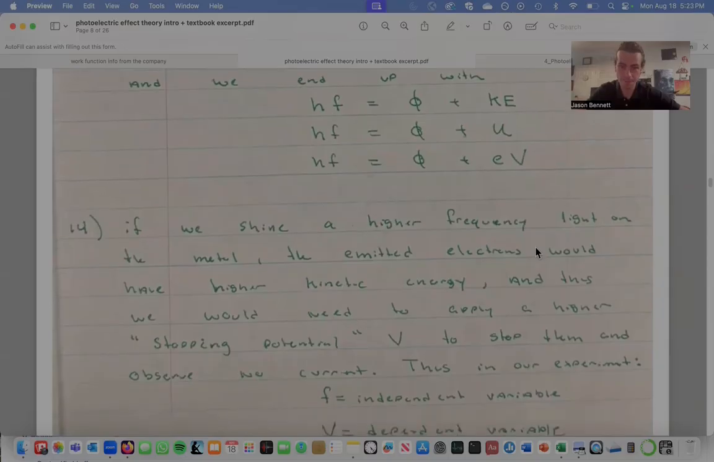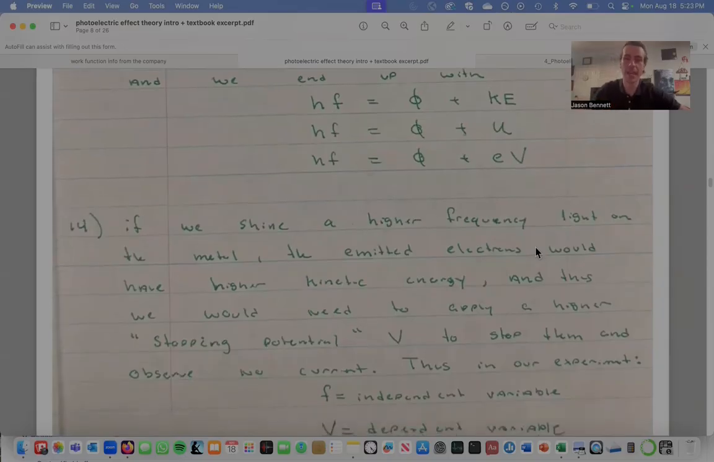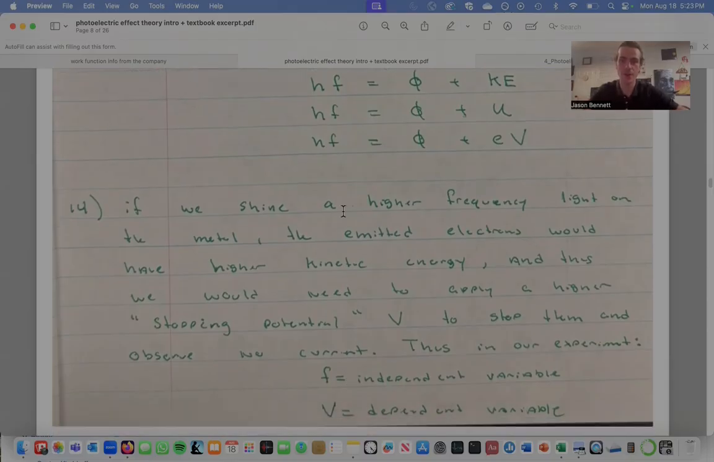So in our experiment, we are going to be shining different light on something. That's our independent variable. We're just going to shine red light, blue light, yellow light, all sorts of different colors of light. Then depending on what frequency we supply, we're going to need to change the voltage so that nothing is measured. So that means our independent variable is the frequency of the light. Our dependent variable is how much voltage we need to apply to the system to not observe any emitted electrons. So at this point, we know what the independent variable is and we know what the dependent variable is.